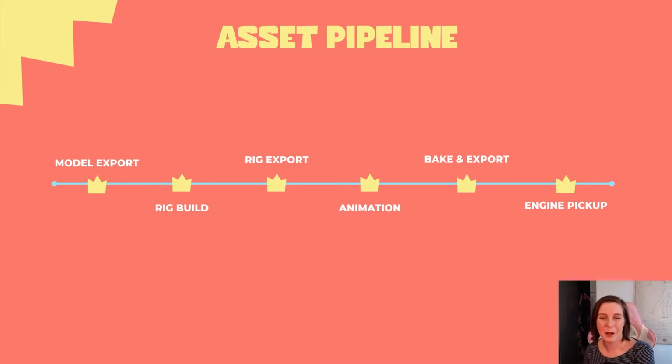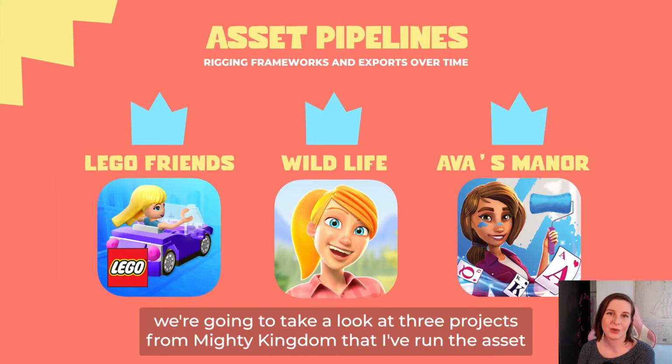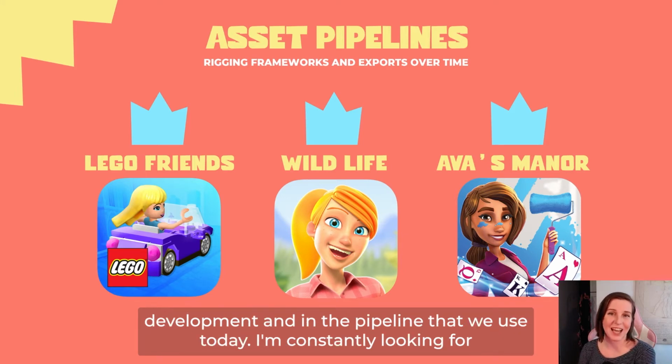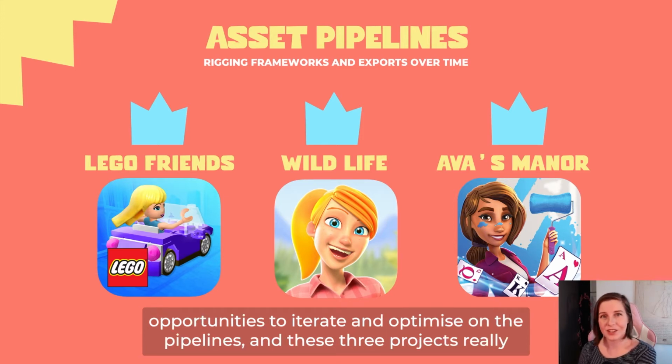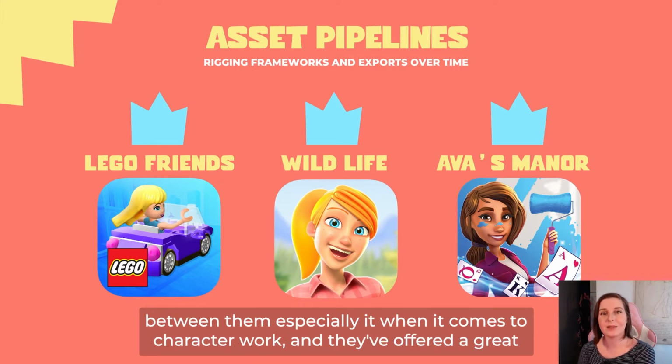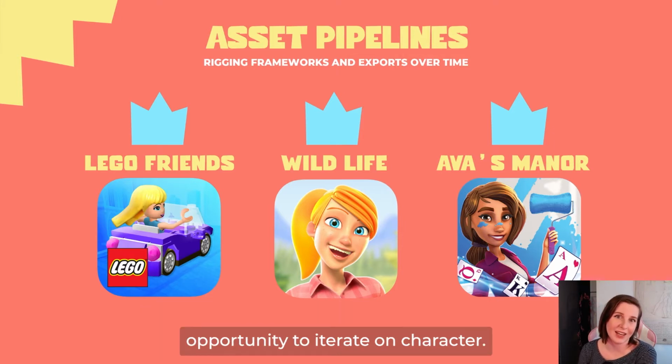We're going to take a look at 3 projects from Mighty Kingdom that I've run the asset pipeline for. I consider them all to be pretty big milestones in my own professional development and in the pipeline that we use today. I'm constantly looking for opportunities to iterate and optimize on the pipelines, and these 3 projects really stand out to me as drivers of change in the pipeline. They had a lot of common needs between them, especially when it comes to character work, and they've offered a great opportunity to iterate on character.